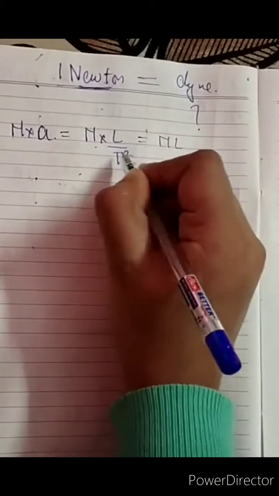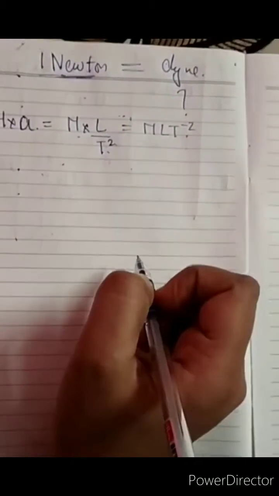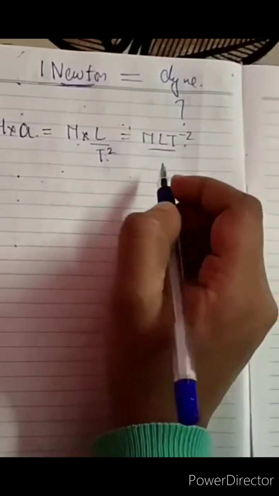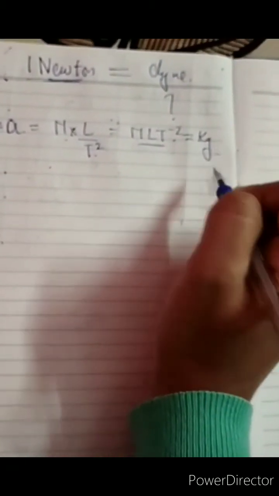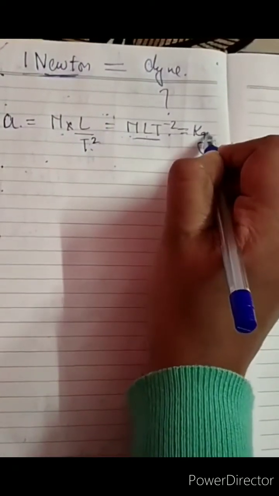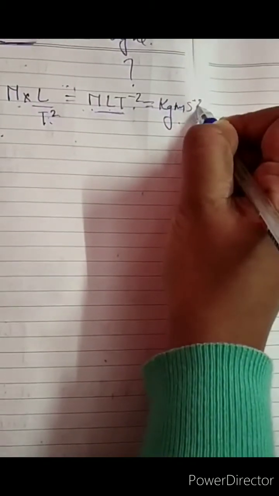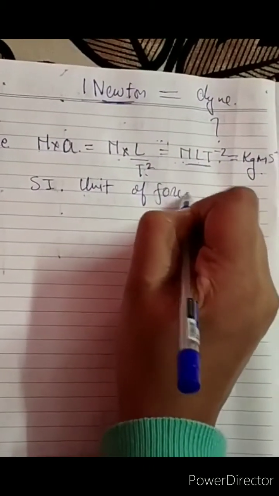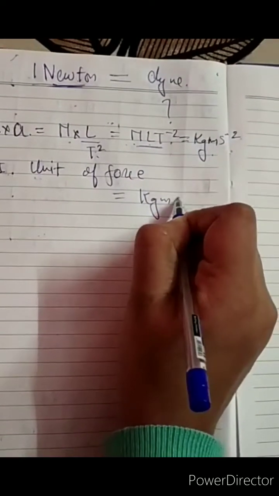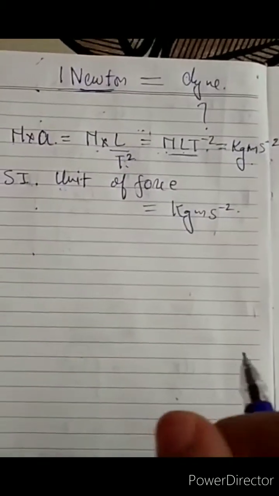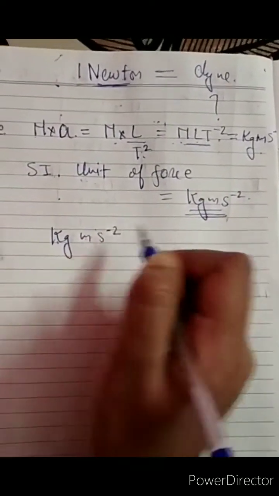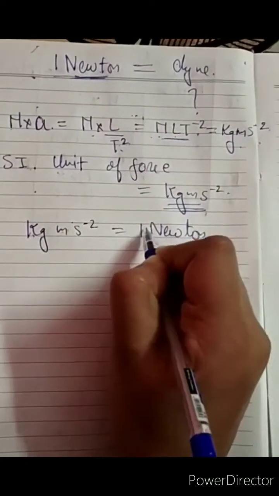This can be written as MLT^-2, since T² is in the denominator, as it goes to the numerator the power becomes -2. Can I write the SI unit? SI unit is mass in terms of kg, L in terms of meter, and T in terms of seconds. So the SI unit of force is kg meter per second square, which is equal to 1 Newton. This is the definition of 1 Newton.